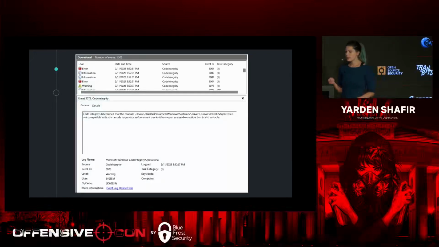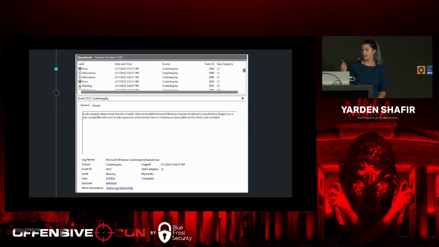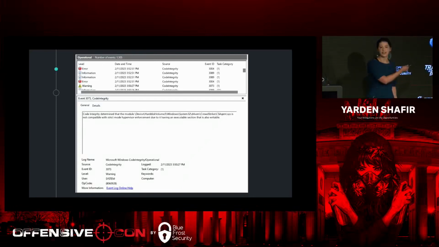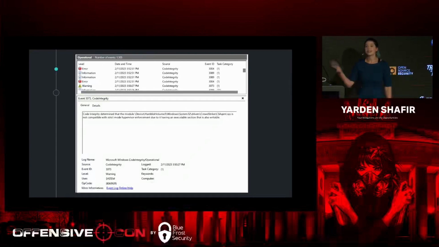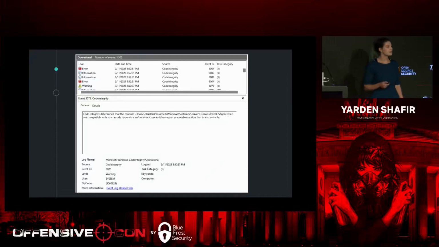So the message here says, code integrity determined that the module csagent.sys is not compatible with strict mode hypervisor enforcement due to it having an executable section that is also writable. That is a lie. It doesn't. That's just the placeholder message that HVCI uses for drivers it chooses to block through that list. So it doesn't actually have executable and writable sections, it's just a placeholder message.